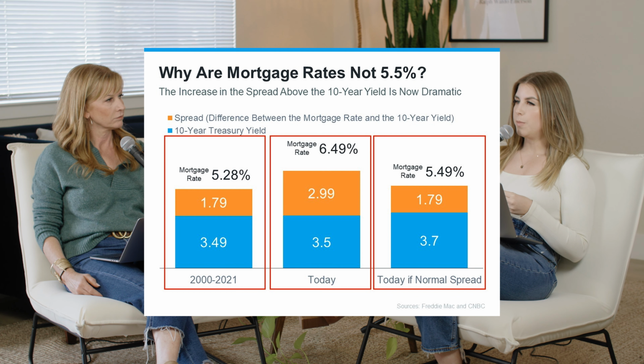Why then, if the difference between the 10-year Treasury yield and mortgage rates has been 1.79 in the past, is it 2.99% right now? We think it has a lot to do with inflation. So they're printing money, the cost of servicing the loan is higher, and the dollar is just worth less. Right. So the lenders, the mortgagors, have to charge more to the consumer in order to make up that difference.